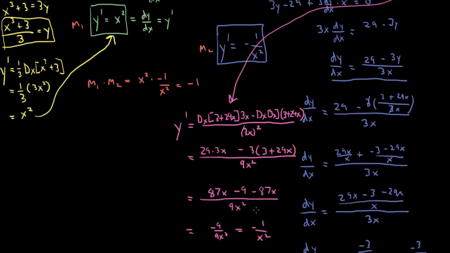Oh, sorry about that. Meant to do this. Negative 1 over x squared. That is the exact same answer we got there.